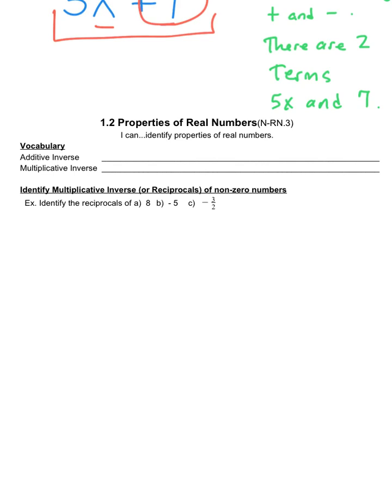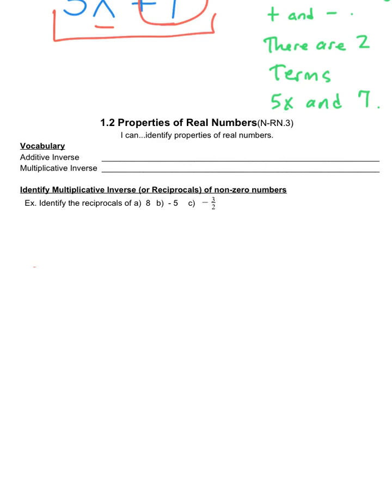And with that, looking at moving on to properties of real numbers, I want to make sure that we understand reciprocals and the product of a number and its reciprocal is equal to 1.